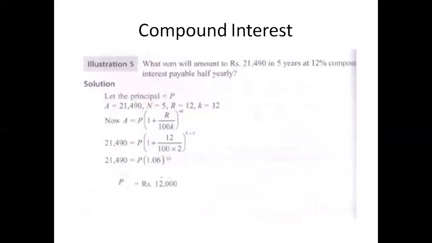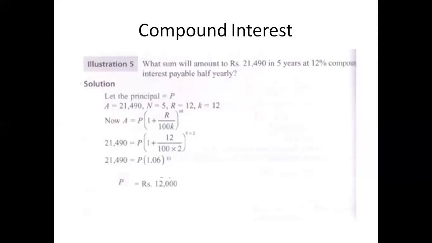Now going with the sum which we are doing last. What sum will amount to rupees 21,490 in 5 years at 12% compound interest payable half yearly? Now let the principal be P. We do not have the principal, we are required to find the principal. Amount A is 21,490, N is 5. However, the amount is payable half yearly. R is 12 and K is 2. That is, the rate of interest is 12%, and the interest is payable half yearly. That is why K is 2.